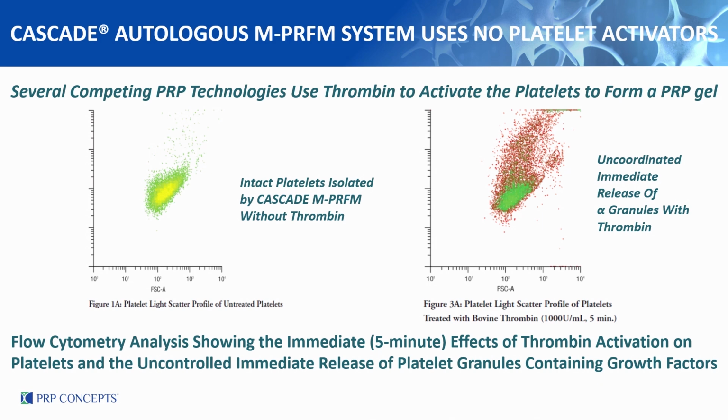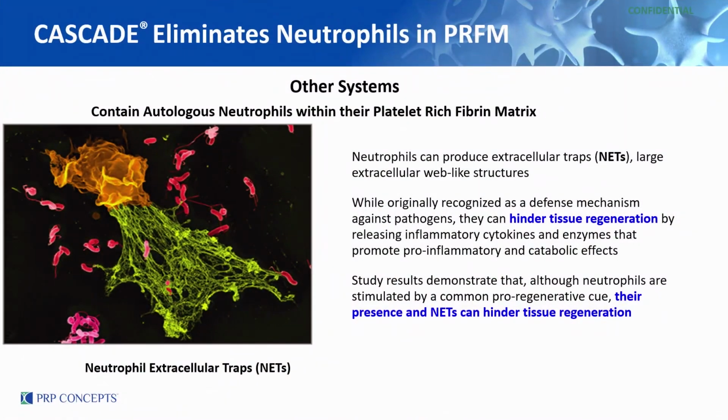So by not using thrombin and by having intact platelets in the PRP platelet fibrin matrix, the platelets can release the growth factors naturally without the use of thrombin. And I think that's really a distinguishing factor here as well. So you have sustained release of growth factors.